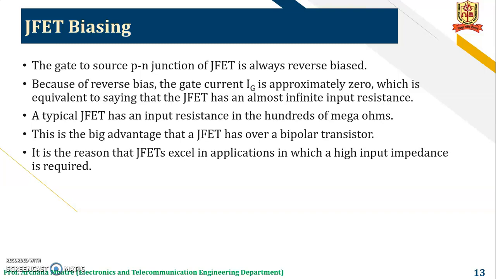Because of reverse bias, the current IG is approximately 0, which is equivalent to saying that the JFET has an almost infinite input resistance. A typical JFET has an input resistance in the 100s of megaohms. This is the big advantage that a JFET has over a bipolar junction transistor. It is the reason JFETs excel in applications in which high input impedance is required.